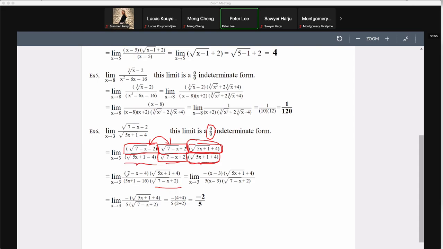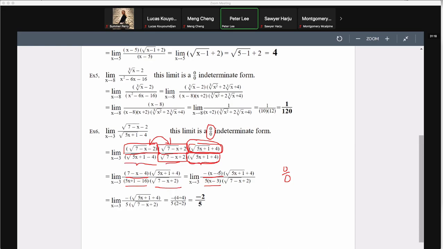And then 7 minus x minus 4 is minus, and the factor of that is we get minus times x minus 3. And then 5x plus 1 minus 16, that's 5x minus 5. Factor the 5, you get this guy right here. And then we get that. When you plug it in here at this stage, you still get 0 over 0. So you know that you cannot plug it in even at this stage.